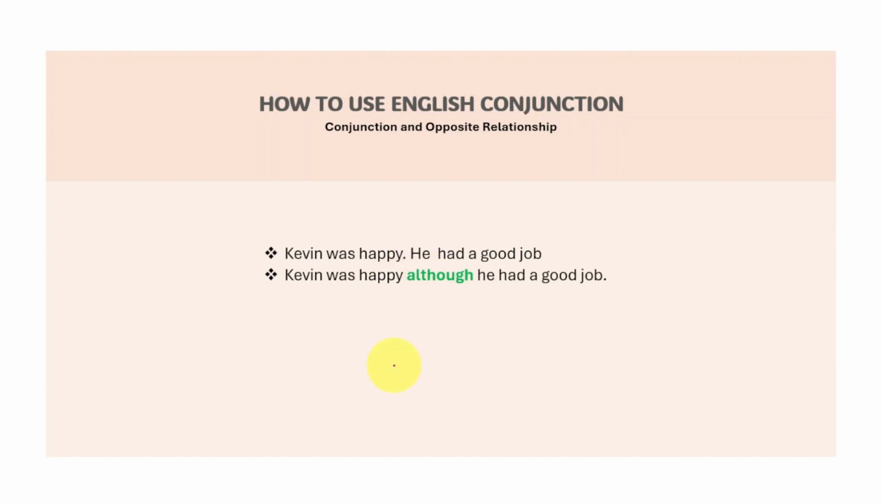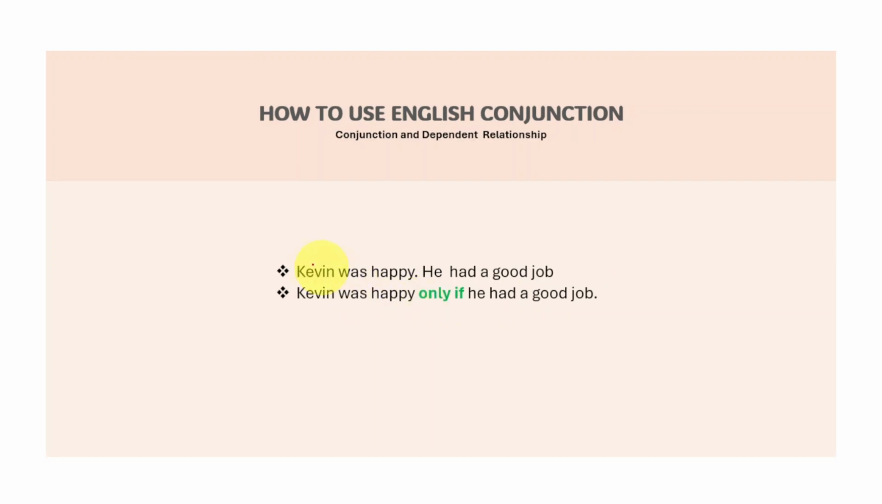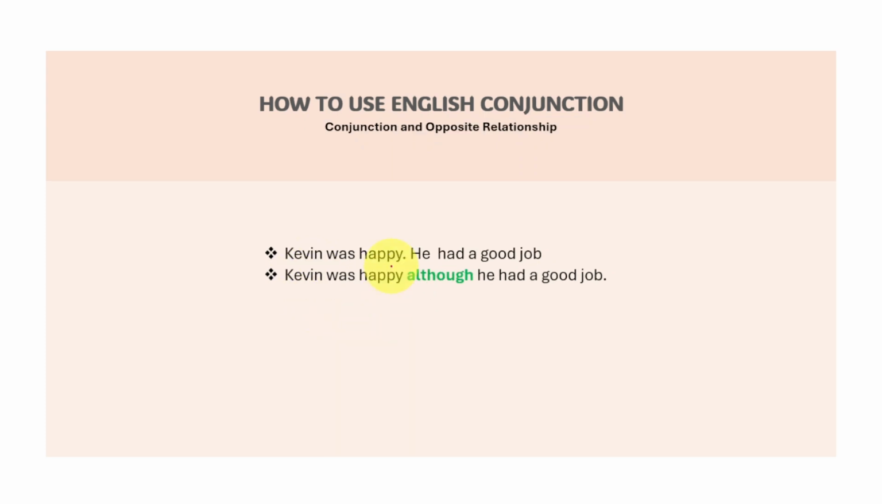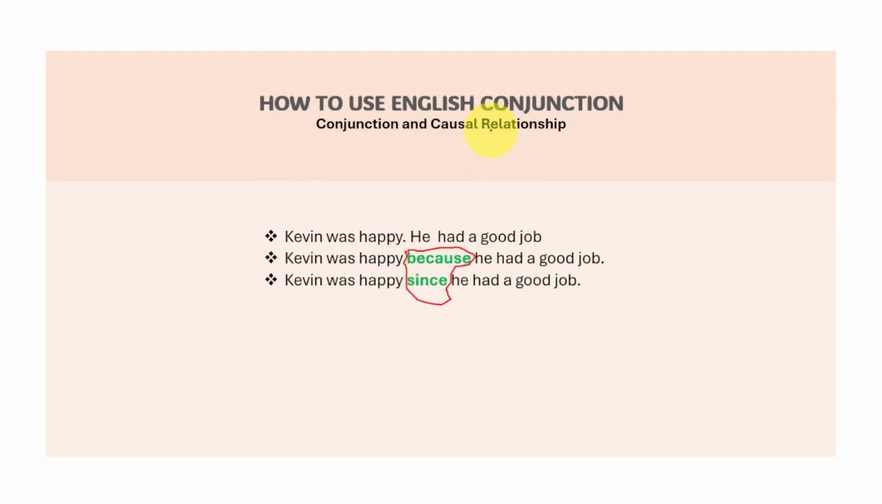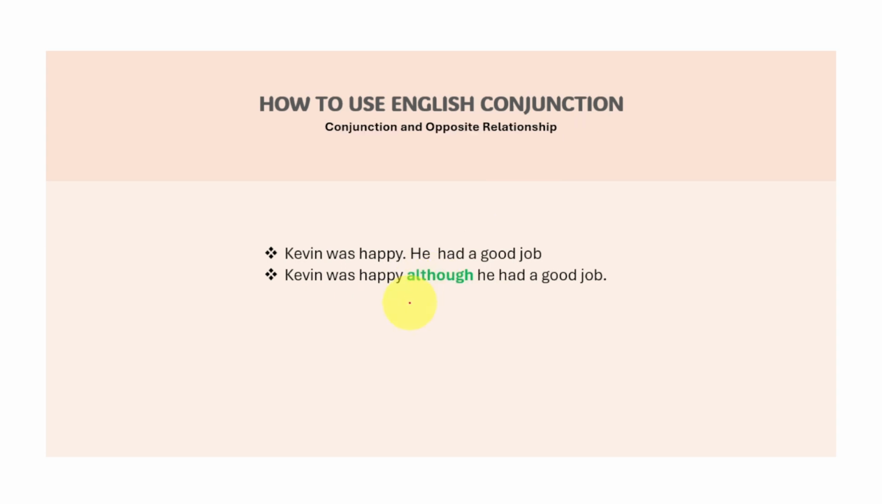Okay, we come here. Kevin was happy although he had a good job. Sometimes you're going to hear even though, but I'm going to explain to you step by step. So in this case, if I go back a little bit, here we're talking about a casual relationship. That's how we use this. Now in this case, we say although, it's the opposite of a relationship. I'm not talking about a boyfriend and girlfriend. No. So Kevin was happy although he had a good job.